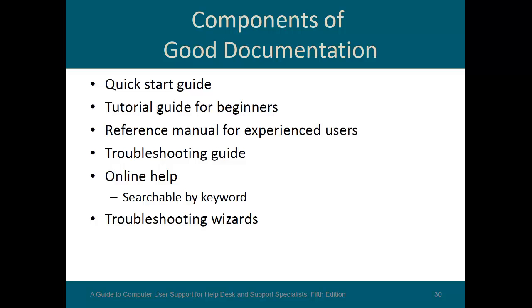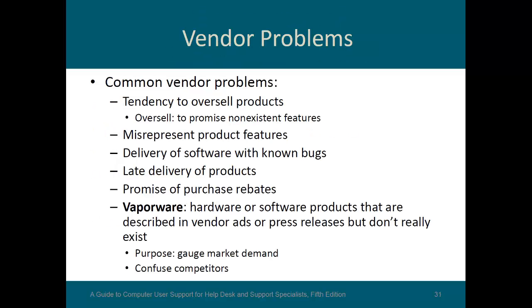Good documentation. Quick start guide. There's nothing wrong with quick start guides as long as the right people use them. A tutorial for beginners is very helpful. Reference manual for experienced users, for those who need to do more than just what the basic type of application use is. Troubleshooting guide for when things go wrong. Online help with a search function is very crucial. So when you're picking a product for your company, you want to look for all these different things as well as troubleshooting wizards.